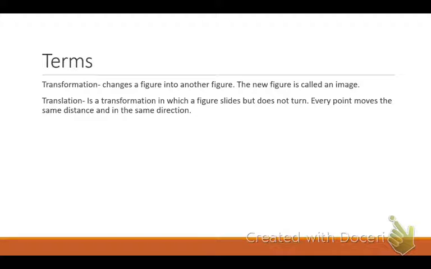So in example 1, we need to write 2 terms down first before we get to example 1. A transformation and a translation. I'm going to give you a minute to write these down, then we're going to talk about what they mean. A transformation and a translation.